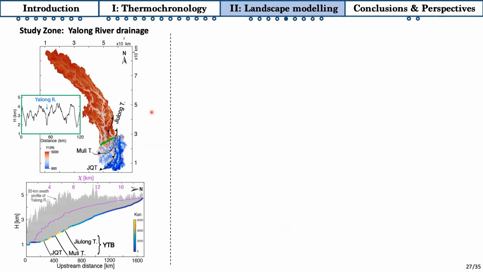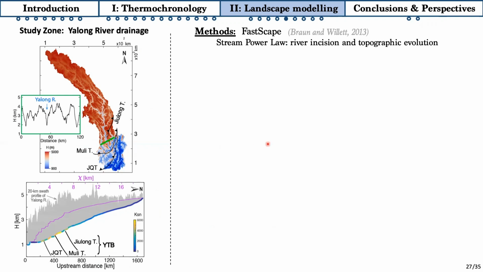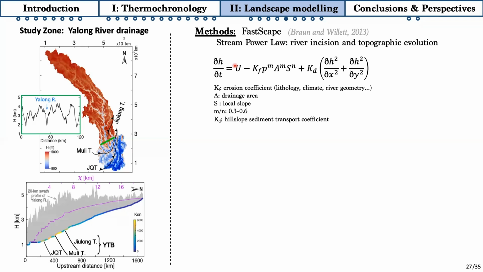So in order to model all those characteristics, I used the landscape evolution model FASTSCAPE, which resolves the stream power law, which simulates the river incision and the topography evolution by solving this physical equation. So the temporal variation of the elevation depends largely on the uplift, the erosion, and the hillslope processes. But the KF erosion coefficient and the KD hillslope sediment transport coefficient will be fixed in our model.